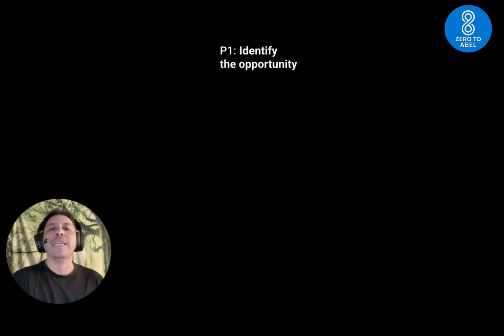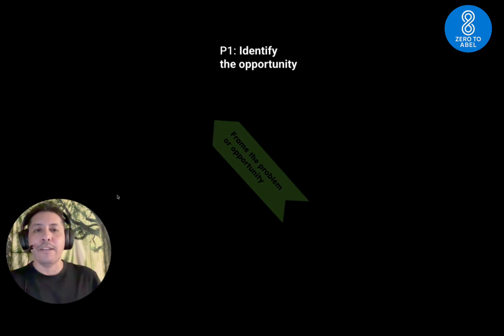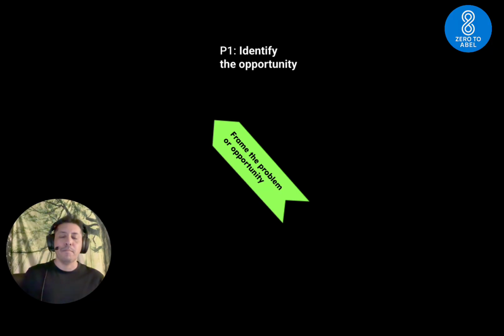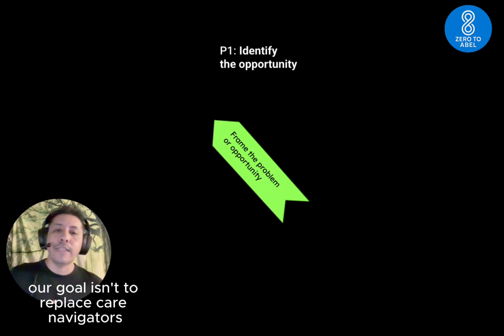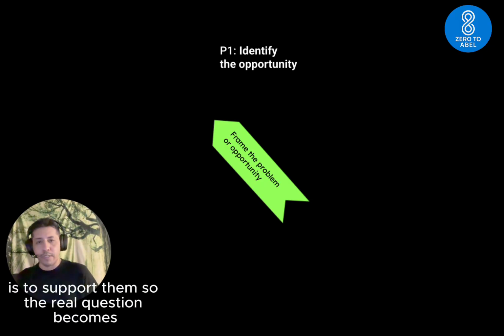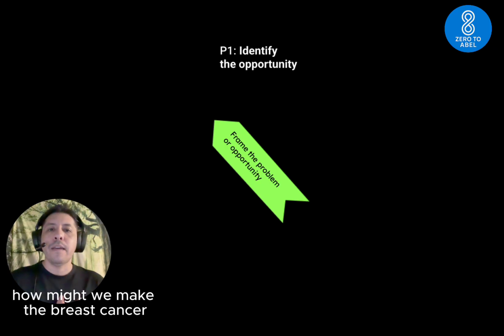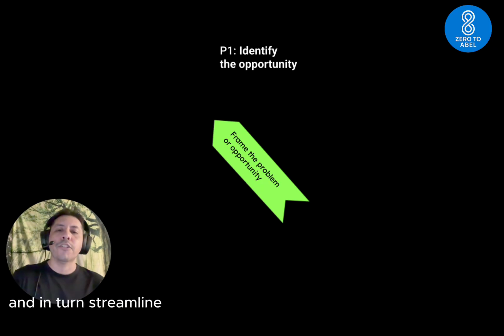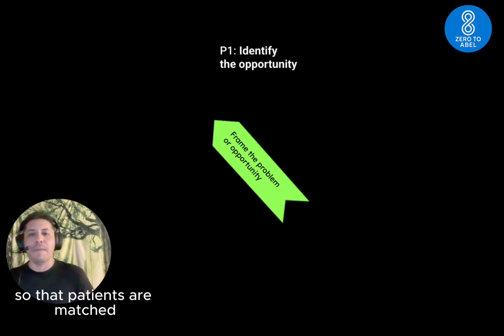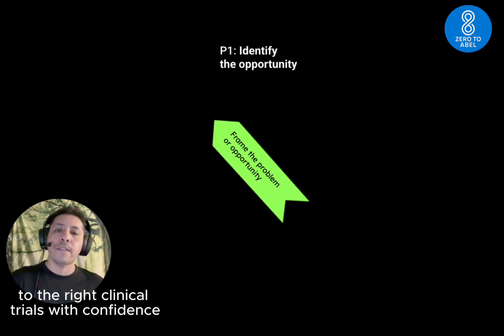We are going to talk about stage 1, frame the problem and the opportunity. So I want you to picture this. The care navigators that I spoke about earlier that help breast cancer patients find clinical trials, they are overwhelmed just by the dense amount of data that is related to finding clinical trials. Patients who should qualify for a trial often slip through the cracks. Our goal isn't to replace care navigators, it's to support them. So the real question becomes, how might we make the breast cancer pre-screening process more effective and in turn streamlined so that patients are matched to the right clinical trials with confidence?